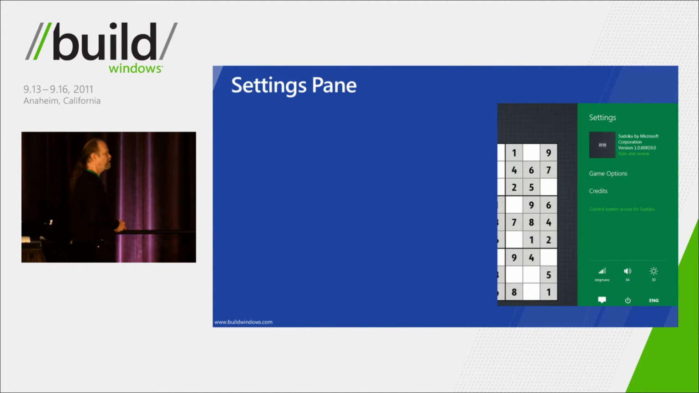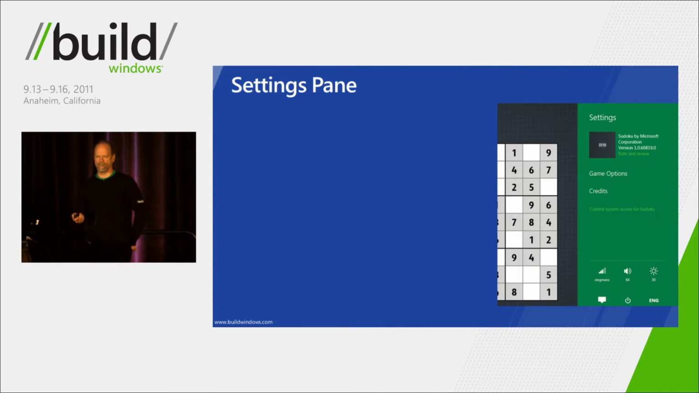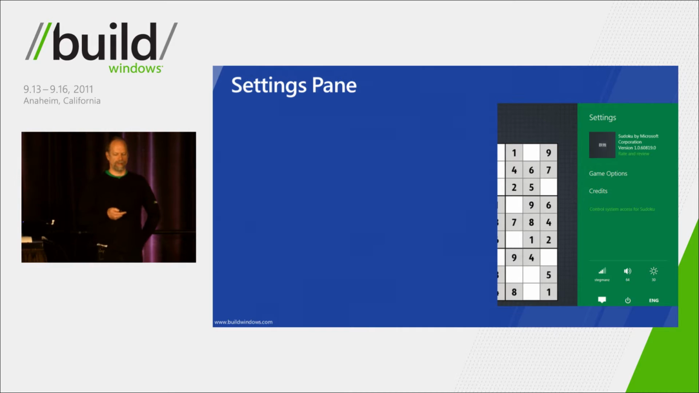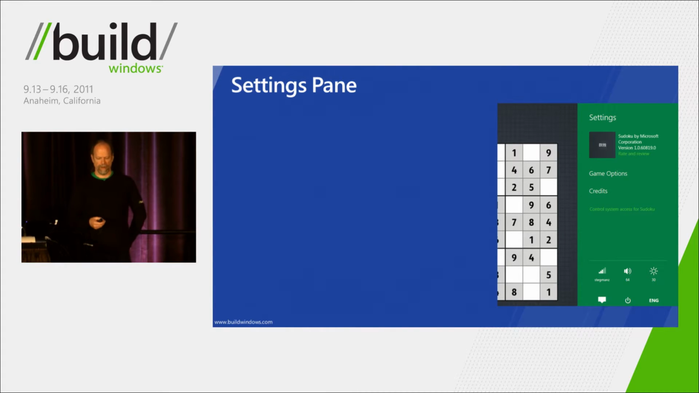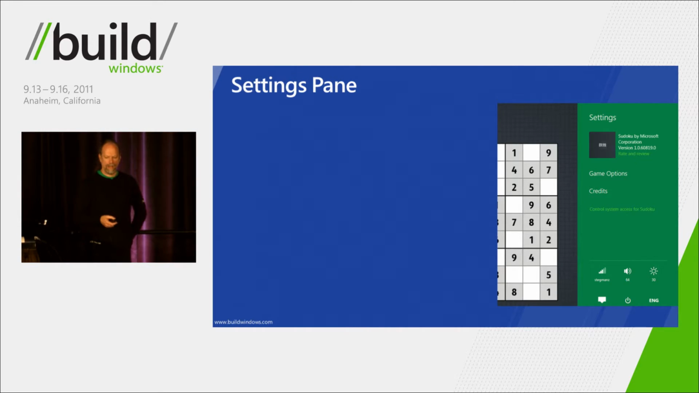So also, every game out there typically will have a settings pane where you can change options like maybe difficulty level or something like that. And so this is an example of a settings pane that came out for a Sudoku app. It's been slid out from the right side based on the charms bar, which I'm sure you've all experienced on your preview device.